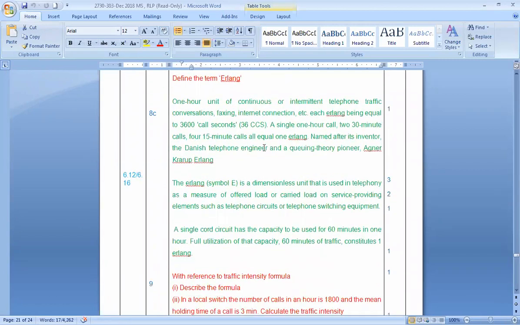Now there's an interesting concept called Erlang, E-R-L-A-N-G. This is a unit, just like how we have kilos, how we have seconds, how we have hertz. Similarly, Erlang is a unit which deals with the traffic intensity.